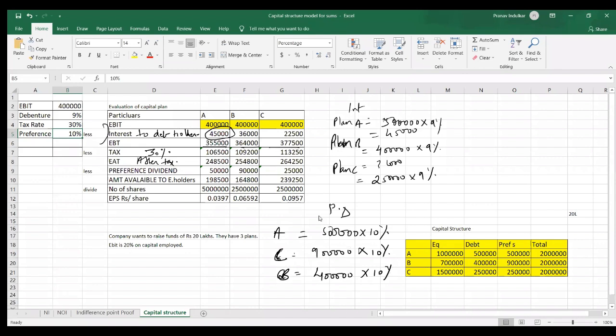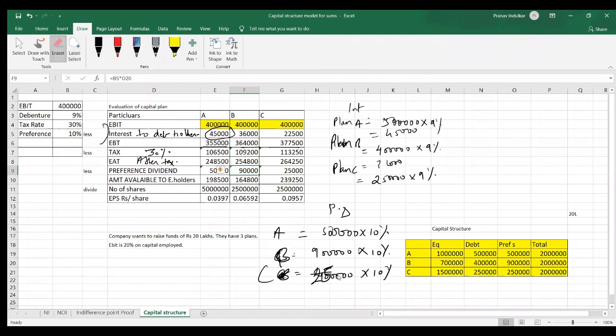Got it? Yes, sir. Okay, this is plan B and this is plan C. Plan C के लिए प्रेफरेंस है 2,50,000, ठीक है। So this is 2,50,000. I believe this is clear to all.